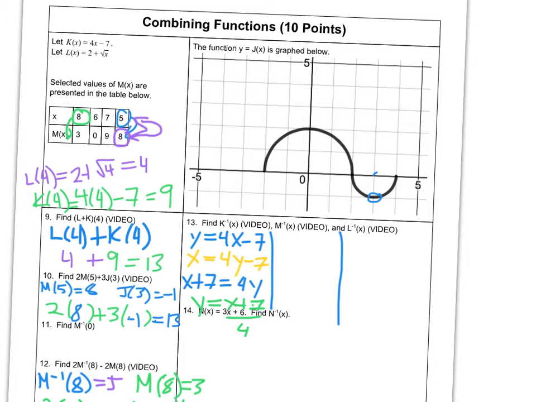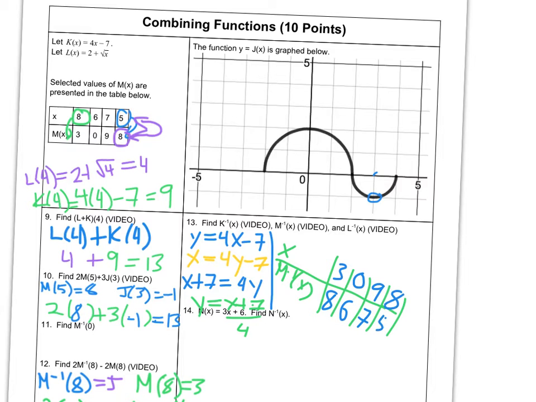So I'm going to erase the third line so I have some more room here. We need x and m inverse of x as our table values, and all we're doing is switching our x's and our y's. Where we used to have 8, 3, now we have 3, 8. Where we used to have 6, 0, now we've got 0, 6. Where we used to have 7, 9, now we've got 9, 7. And where we used to have 5, 8, now we've got 8, 5. That's how you do an inverse for a table.